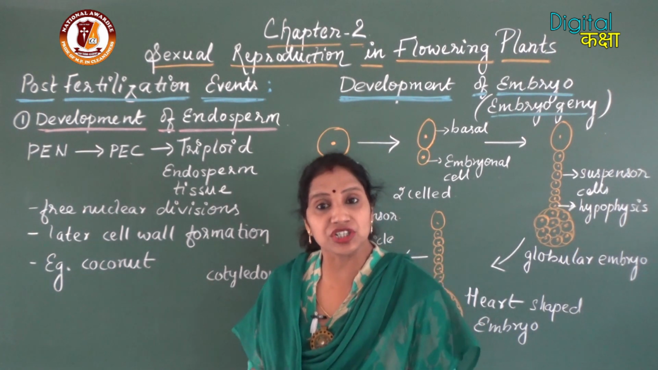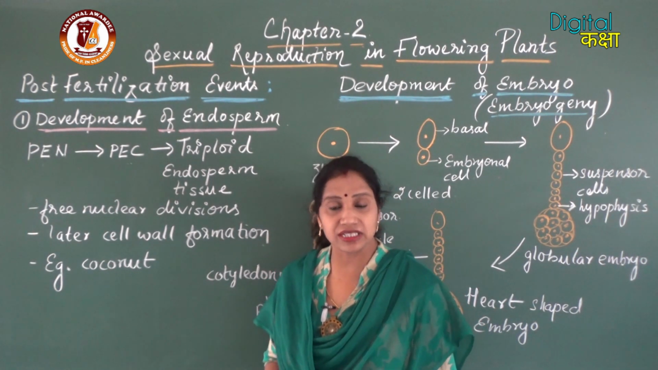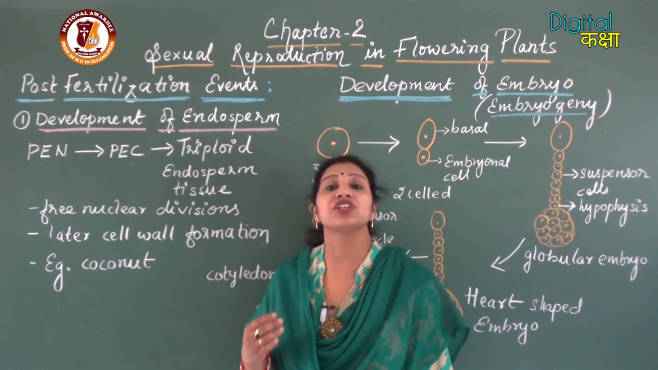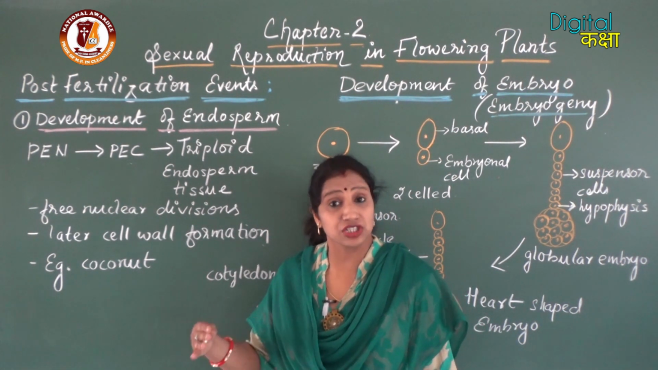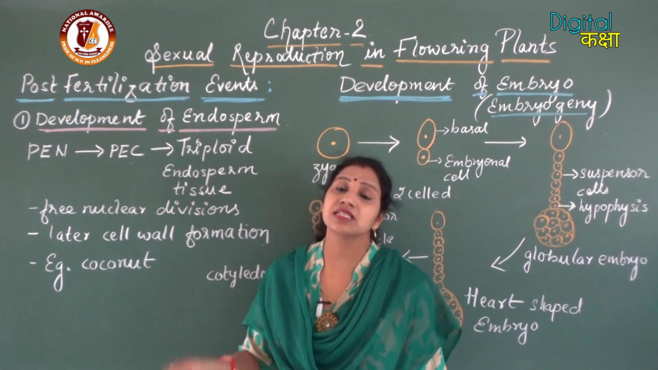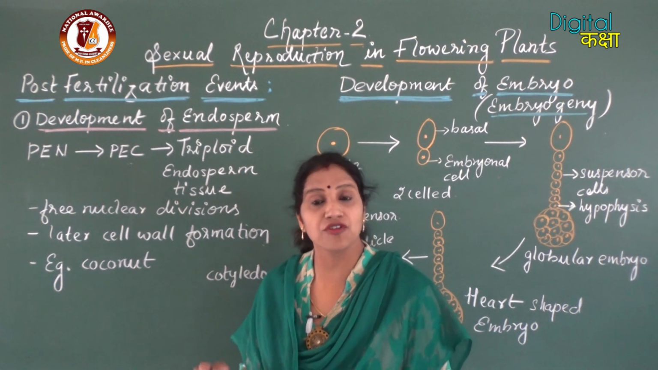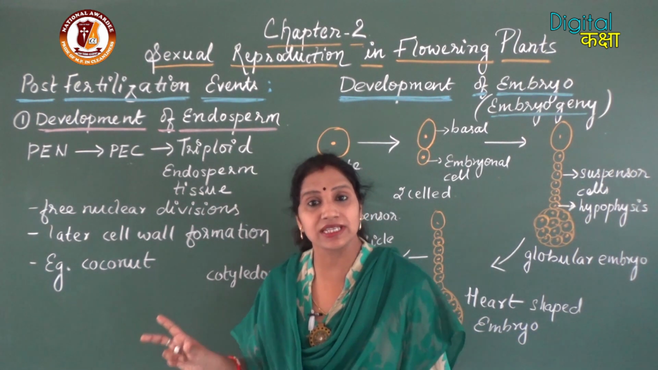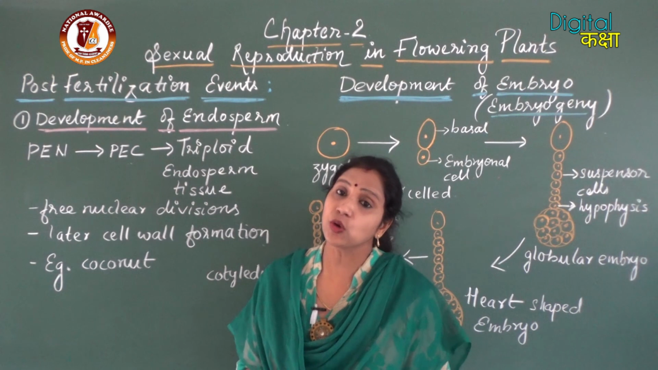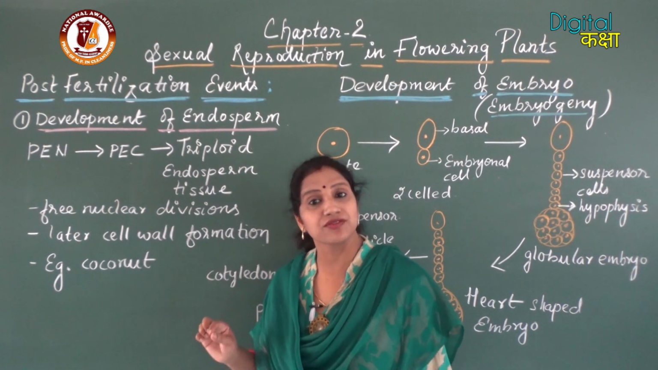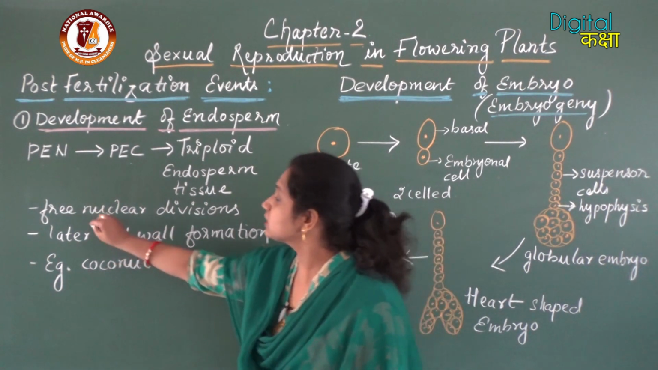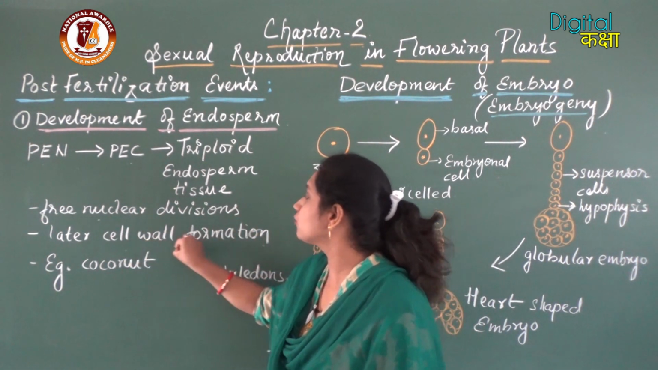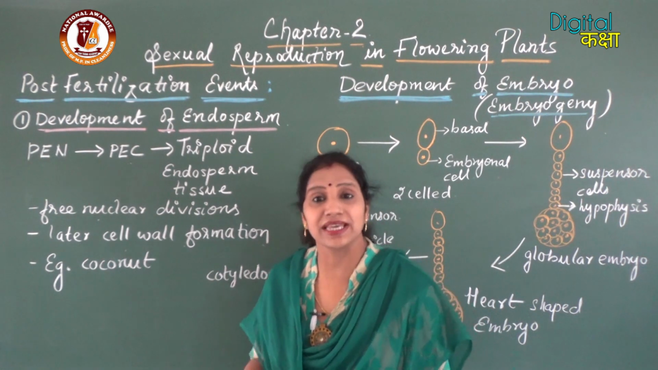The way this division occurs is a little different. What happens? First, continuous nuclear division occurs without formation of the cell wall, and after a mass of nuclei is formed, then only the cell wall formation will take place. So, first free nuclear divisions will occur and later the cell wall formation will take place.